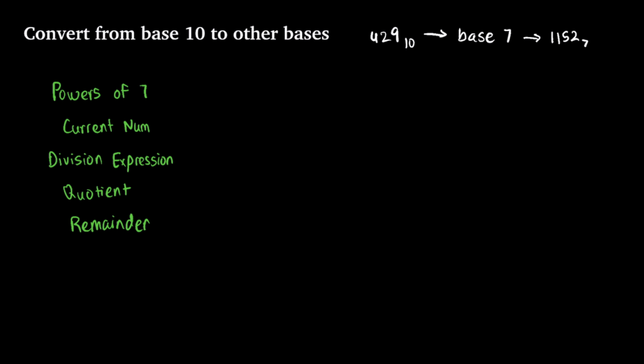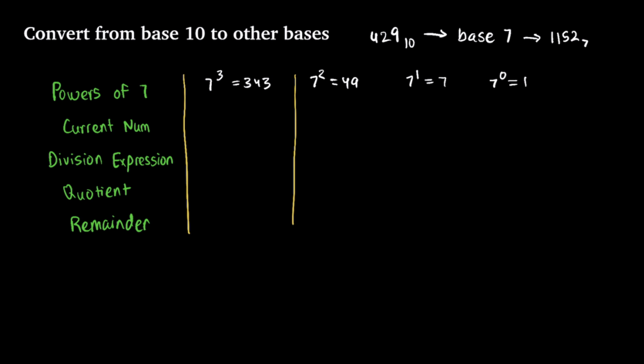So let's just break this out into columns. We'll have 7 to the power of 3 equal to 343, because that's the largest power of 7 that's below 429. And then we're going to have 7 squared, which is equal to 49. And then we'll have 7 to the power of 1, which is equal to 7. And then we'll have 7 to the power of 0, which is equal to 1. Alright, so let's start with the process.